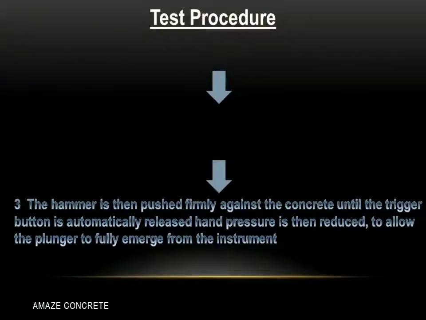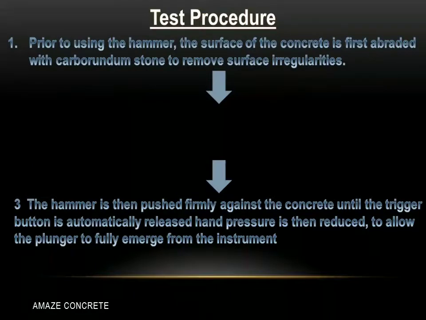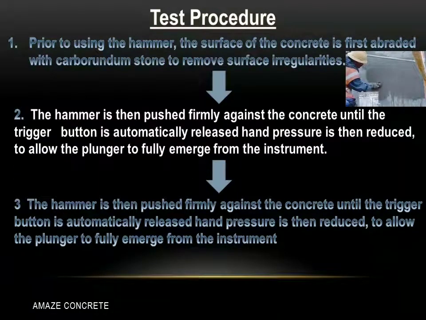How to test? What is the test procedure of the rebound hammer? First one, prior to using the hammer, the surface of the concrete is first abraded with a carborundum stone to remove surface irregularities. Second one, the hammer is then pushed firmly against the concrete until the trigger button is automatically released. Hand pressure is then reduced to allow the plunger to fully emerge from the instrument.